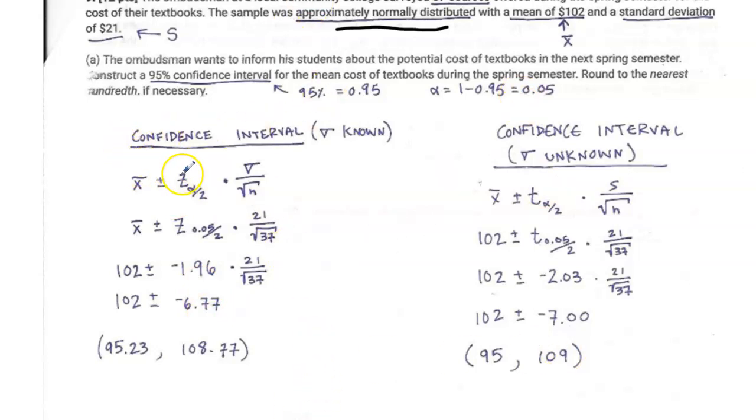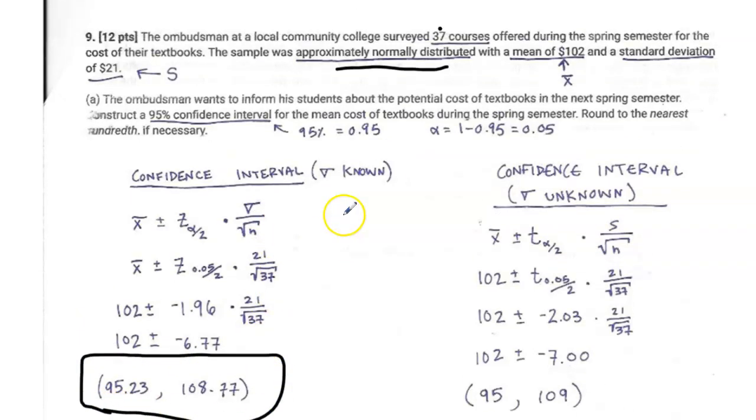This procedure, the Z procedure, is what happens when the confidence interval has a standard deviation that is known, a population standard deviation that is known. If that's the case, then I'm able to do these calculations and I get this confidence interval. However, in this question, it does not tell us what the standard deviation of the population is.